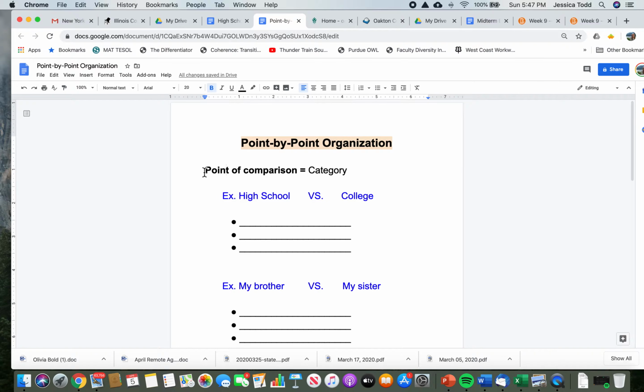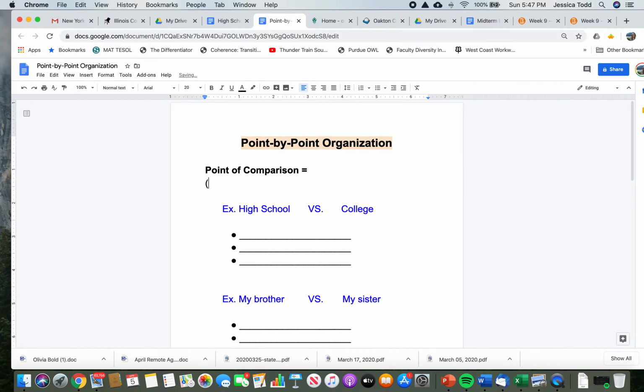The first thing that we need to know is that a point of comparison is something that we often talk about when we talk about point-by-point organization. We also sometimes call this POC, because point of comparison. Now, a point of comparison is really a category. So when we want to compare high school versus college, how are we going to compare those two? What categories are we going to use to compare high school and college?